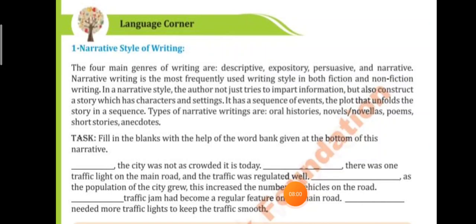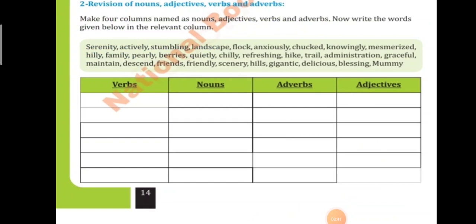Got it? And then you will write, in later years, as the population of the city grew, this increased the number of vehicles on the road. Got it? And then you will write after that, okay, resultantly, traffic jam had become a regular feature on the main road. And in last you will write, so the city needed more traffic lights to keep the traffic smooth. Got it? Hopefully you have understood it.